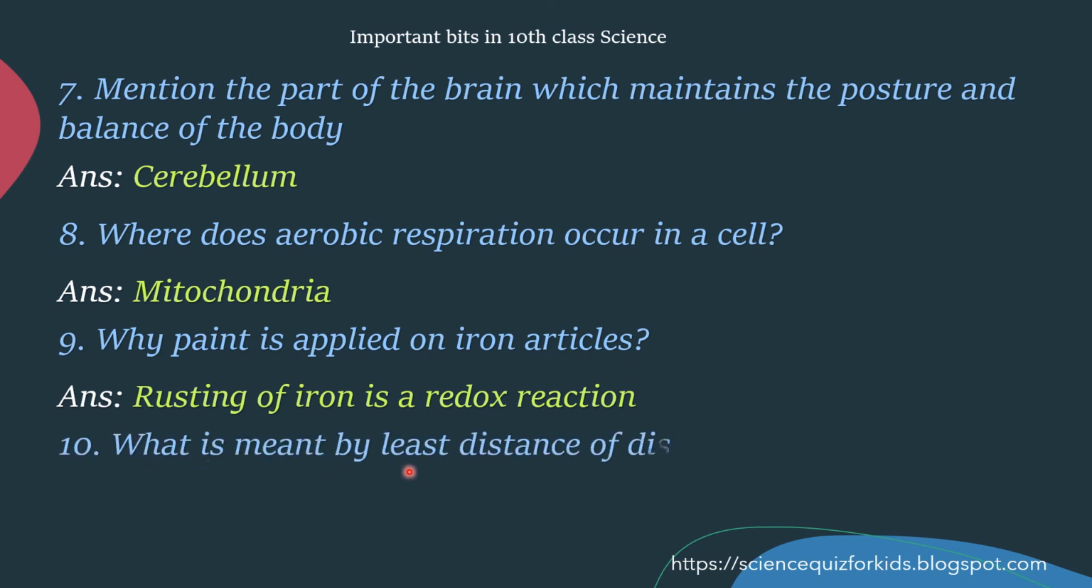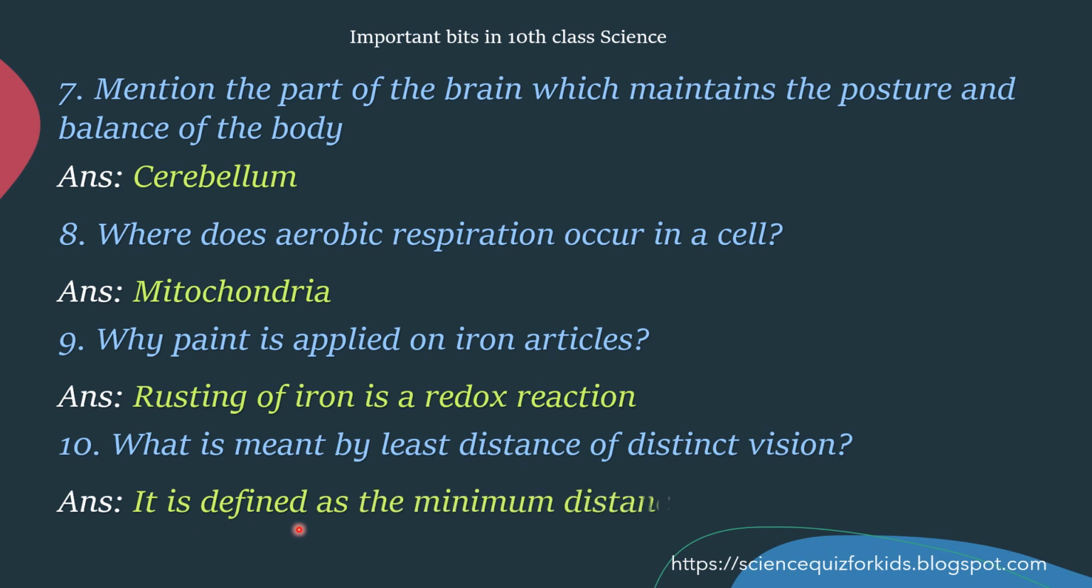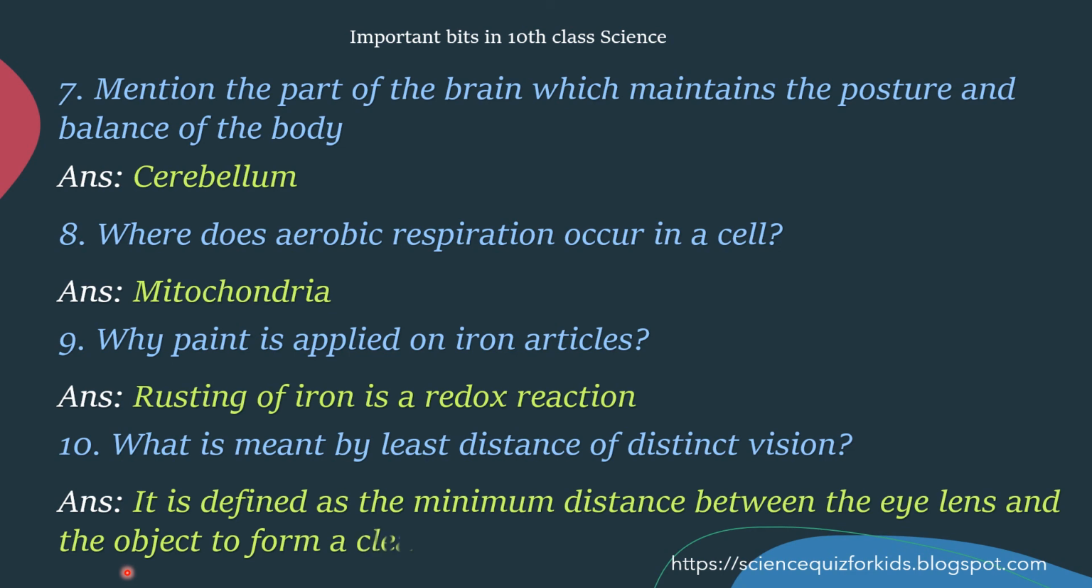What is meant by least distance of distinct vision? It is defined as the minimum distance between the eye lens and the object to form a clear image.